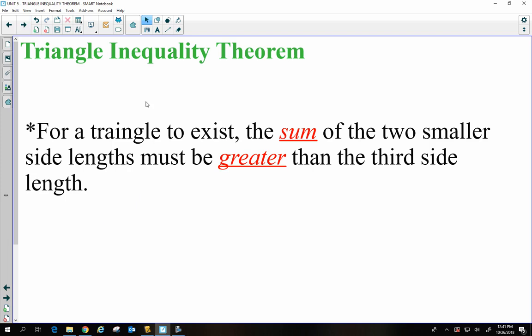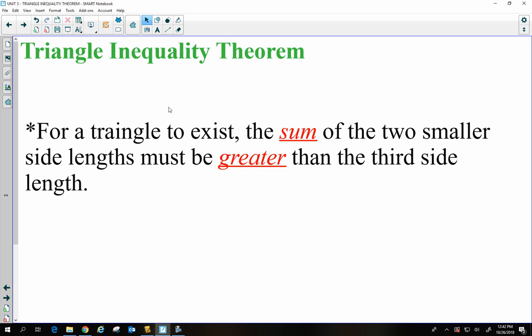So the triangle inequality theorem tells us what the side lengths can be in order for a triangle to exist. You can't take just any three lengths and build a triangle out of them. And I can illustrate that a little bit better in class together.